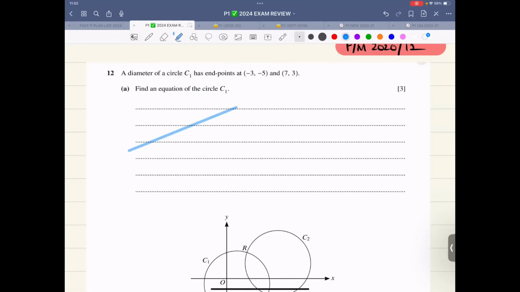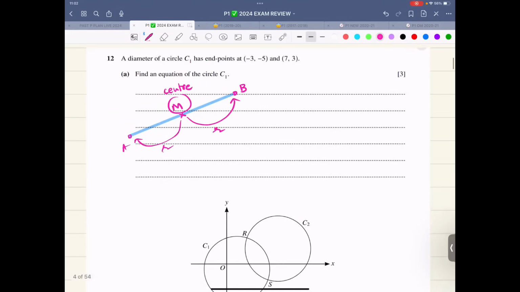So if I draw a line like this, and this is one point A, this is the other point B, let me find the midpoint. This midpoint is the center of the circle. From midpoint to any endpoints, this is the radius of the circle.